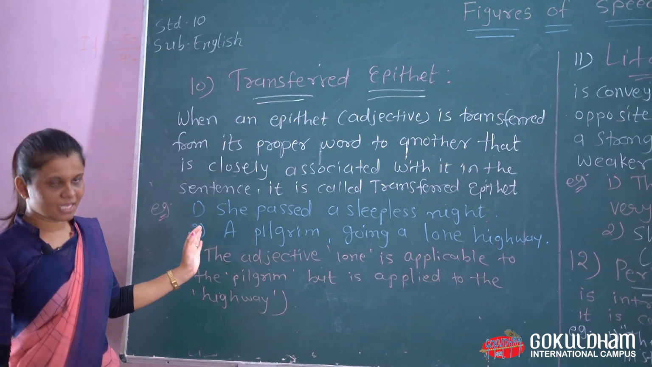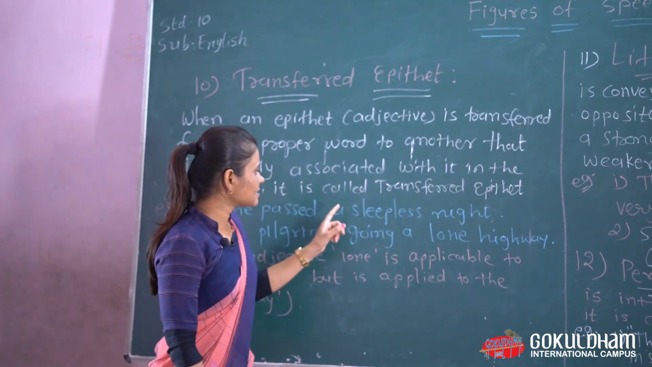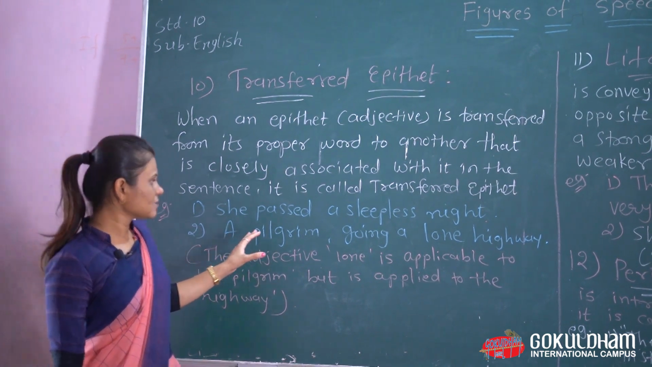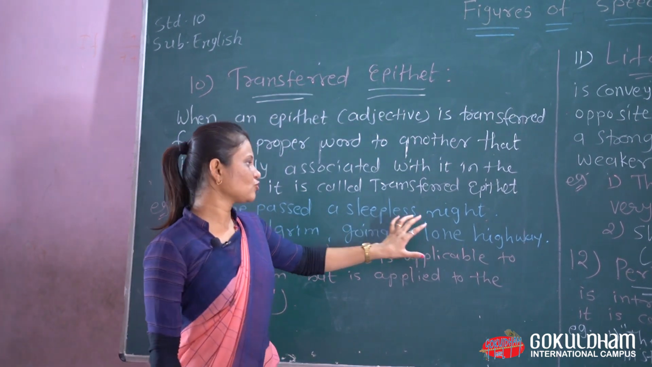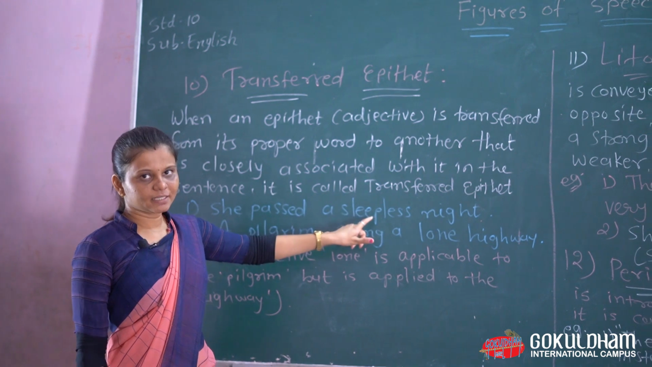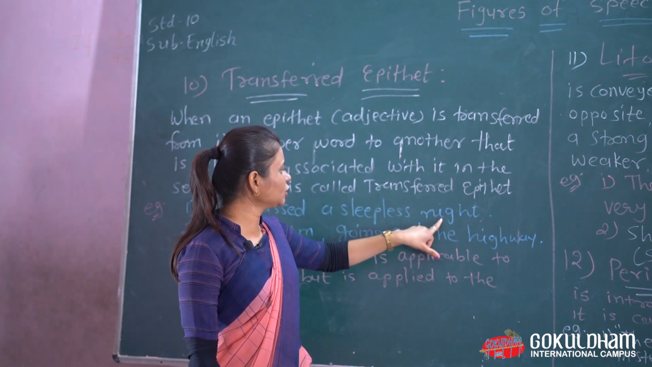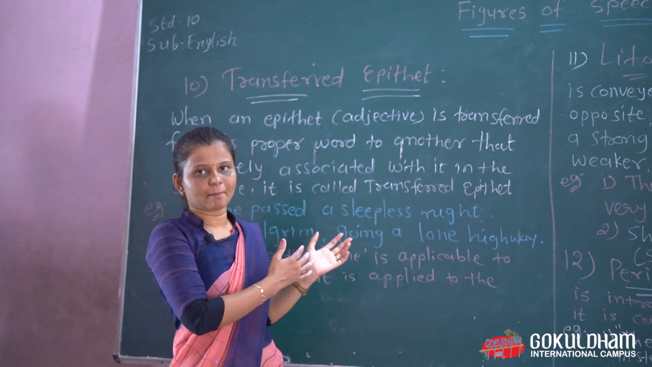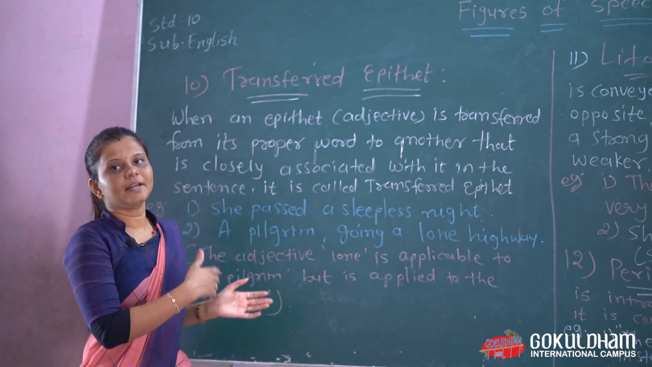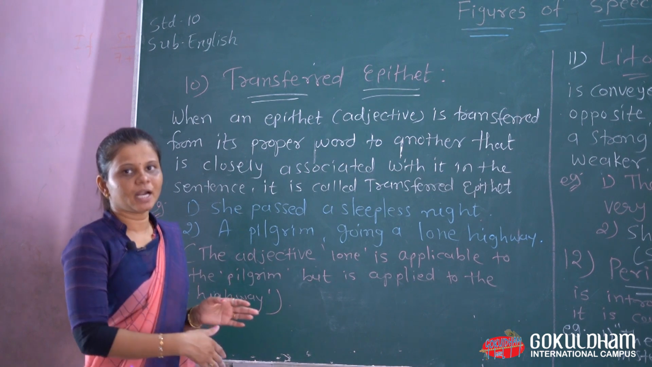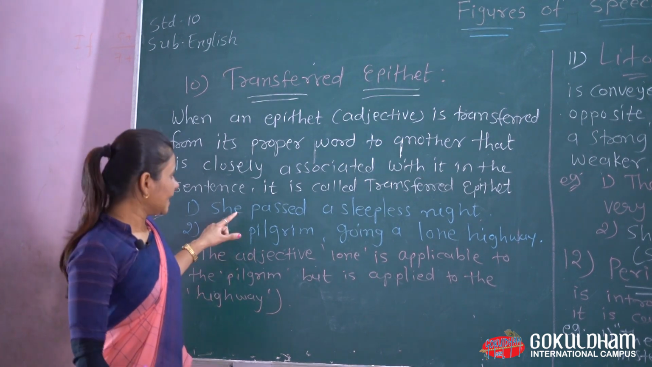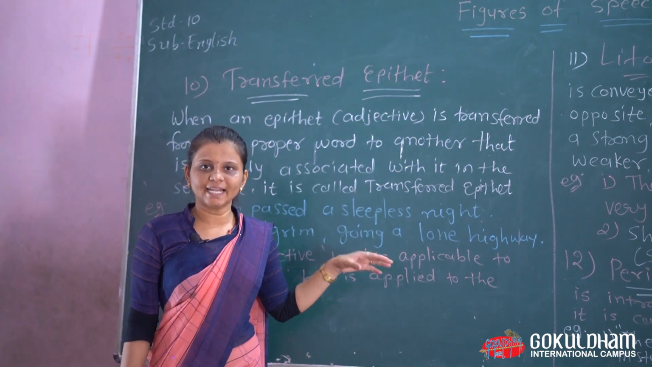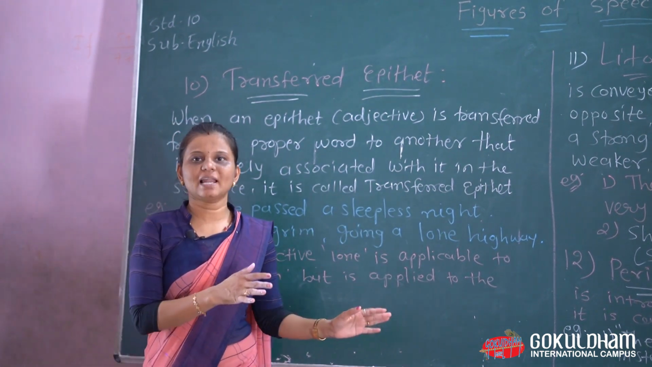Example, you can see, she passed a sleepless night. So here they use a sleepless night. They use the epithet in front of the word night. That means they transfer the epithet to a different word or a different place. That example means she cannot sleep the whole night. That is, she passed a sleepless night.